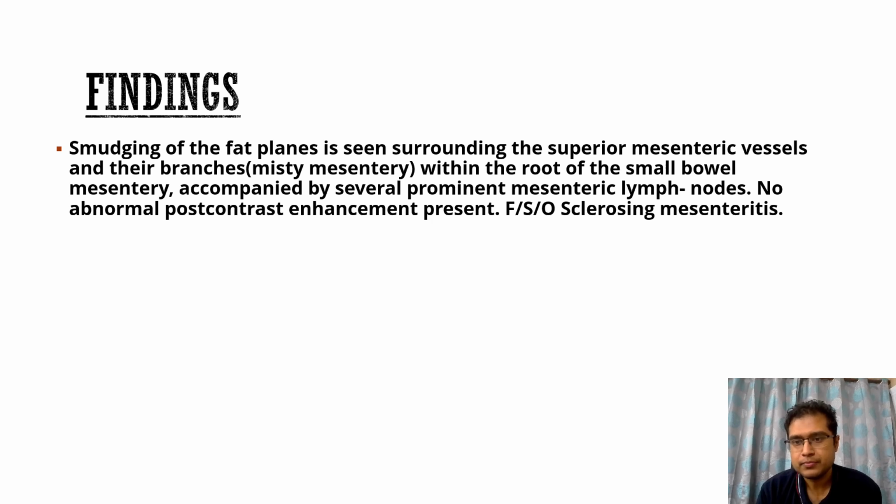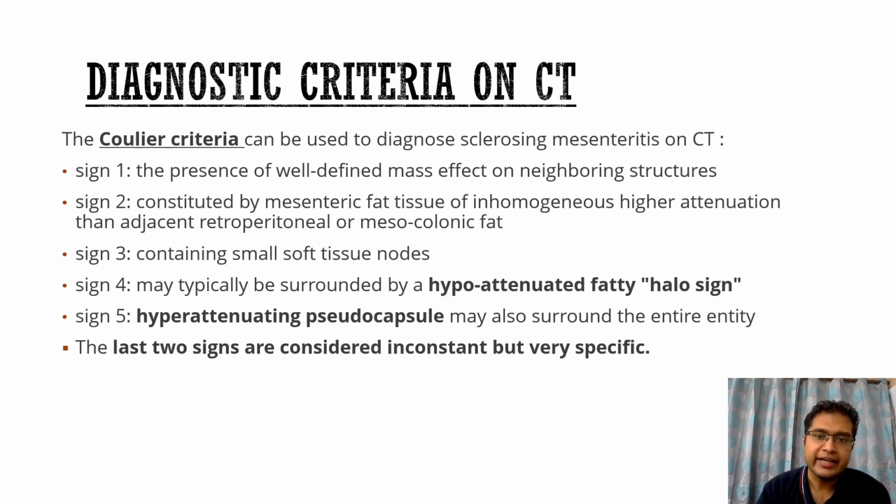So coming to the diagnostic criteria on CT, it's called the Coolier's criteria, and Coolier's criteria includes important signs for the diagnosis of sclerosing mesenteritis. Sign 1 is there should be a well-defined mass effect on the neighboring structures, which was very well seen on these axial images, that it was actually causing compression of the adjacent bowel loops. So well-defined mass effect is sign 1.